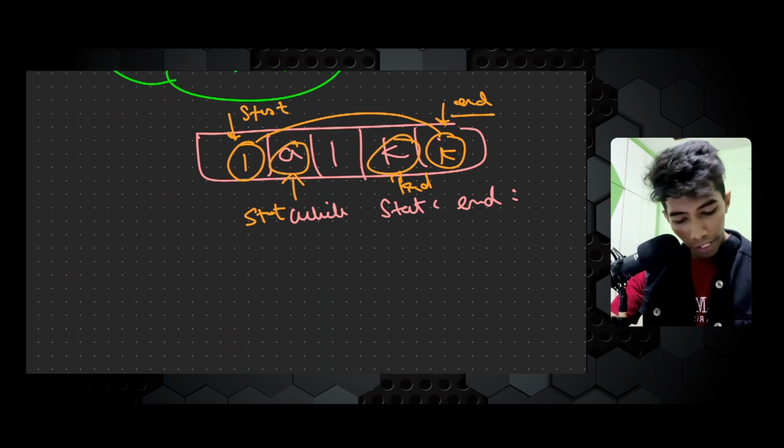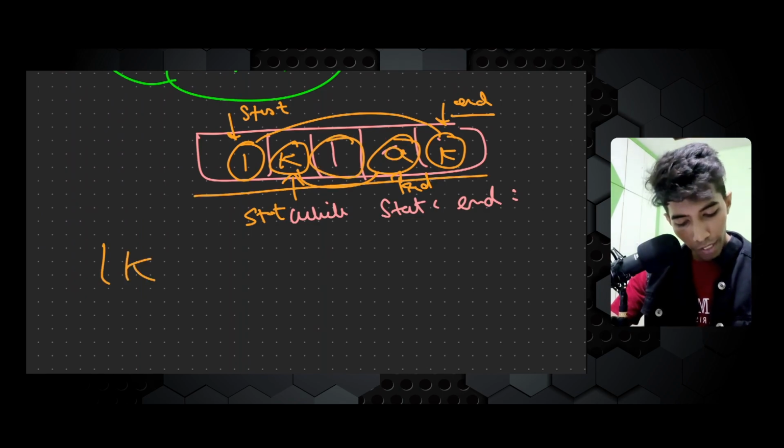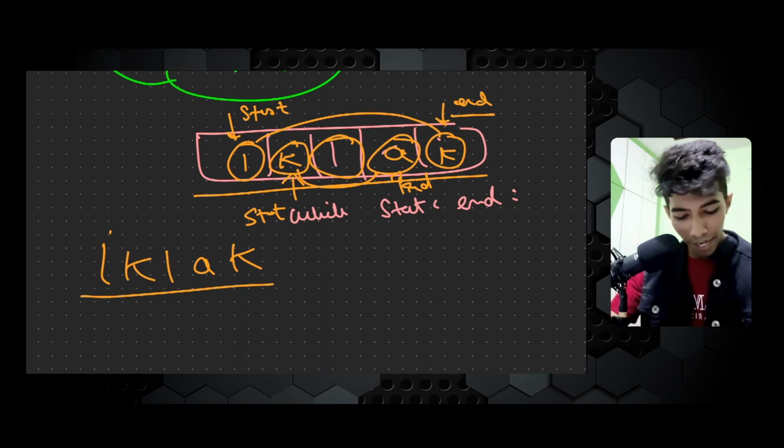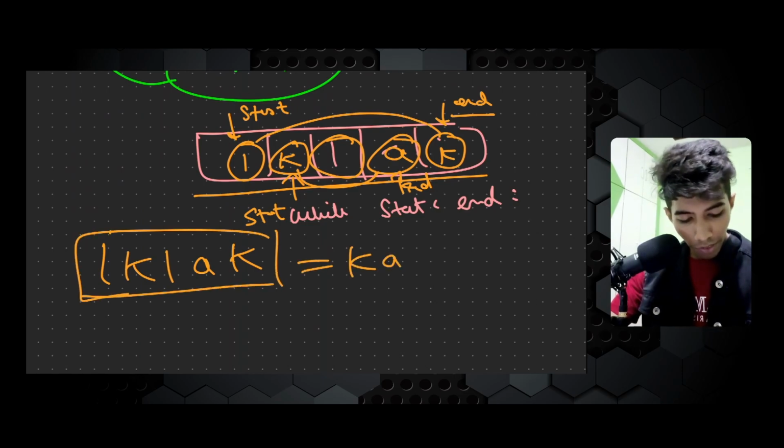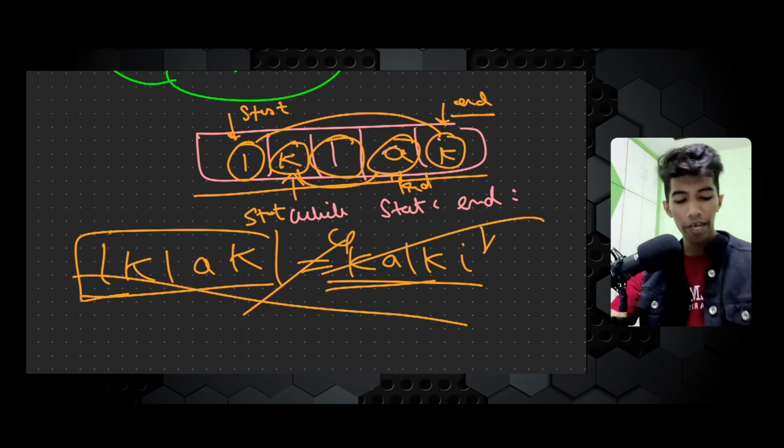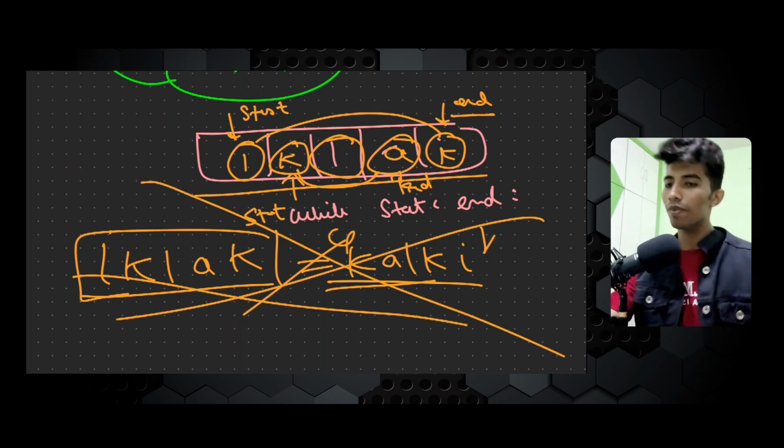Now again I will take these two things and just swap. Then it will become K and it will become A. And when it comes to the middle, it will remain the same only. So L K L A K I K L A K. Now if I match this with my previous string which I just got, they are not equal. It means that it is not a palindrome. Simple.